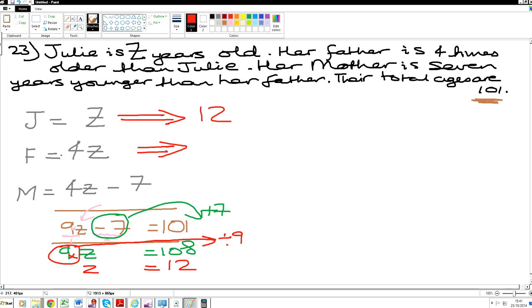So now we know Julie is 12. The father is 4 times Julie's age, so the father will be 48, and the mother is 7 years younger than the father, so she will be 41. There we go, all done. Okay, folks, you need to set the question up in such a way so you can do it. Okay, let's look at another question now.